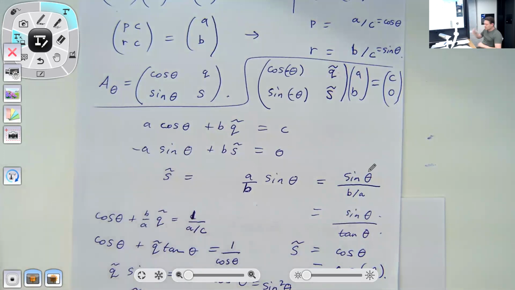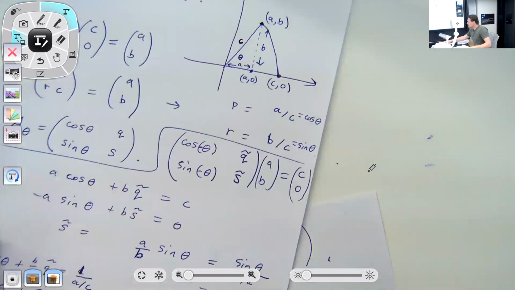Okay, now if you don't believe me, I'll just flash another page, and we'll talk about this from another point of view. So that's the construction of the rotation matrix.